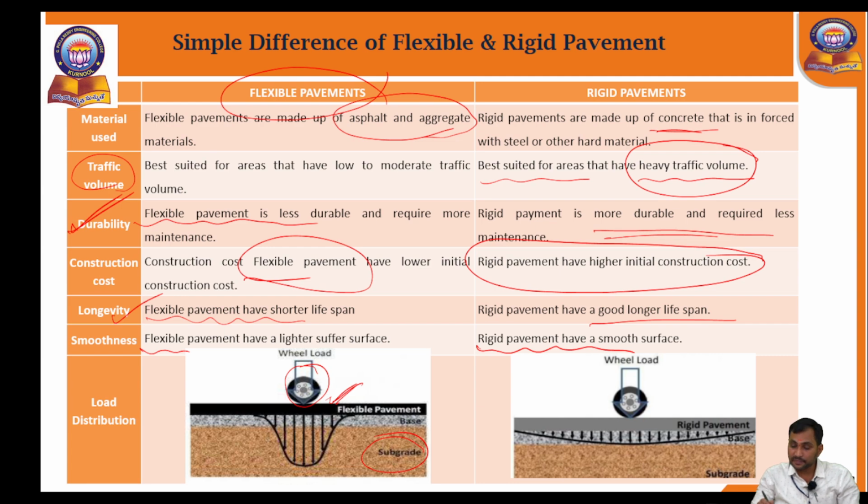If the wheel load is applied on the rigid pavement road surface, nothing but on the concrete, the load will be distributed up to the first layer, I mean up to the base or sub-base layer. But it won't transfer to the subgrade layer. That is the main advantage of a rigid pavement.